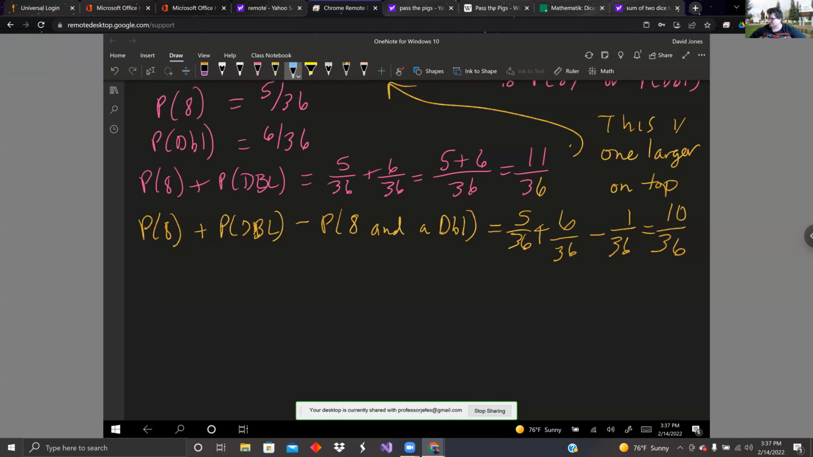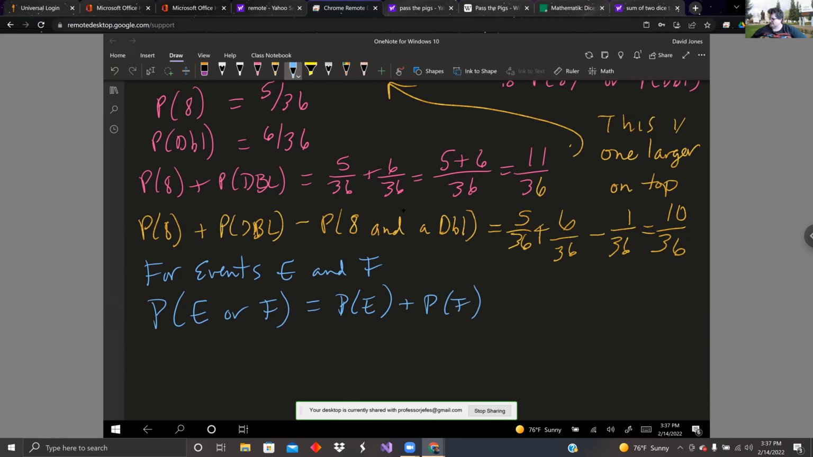This is a general rule. Let's make this events E and F. For events E and F, the probability of E or F equals the probability of E plus the probability of F minus the probability of E and F. This is called the general addition rule for probability.